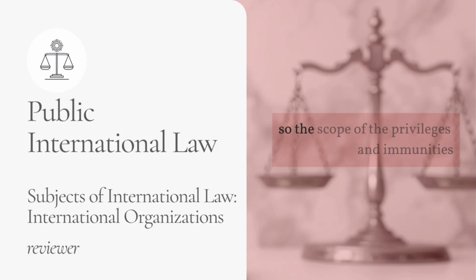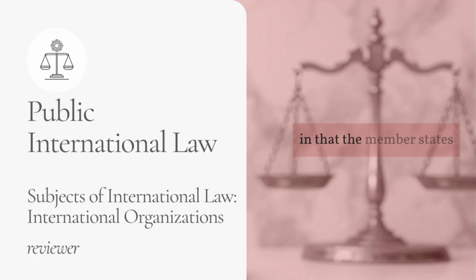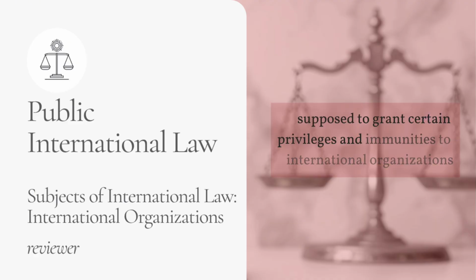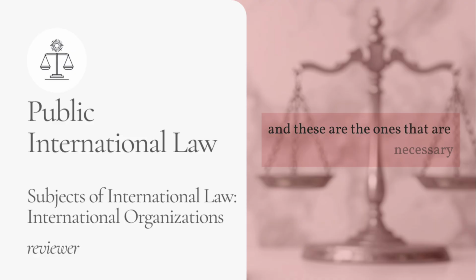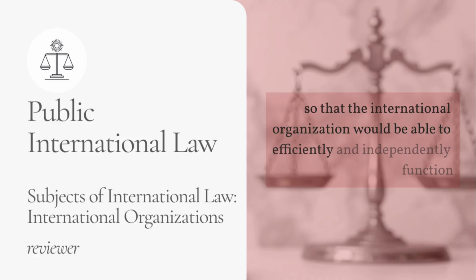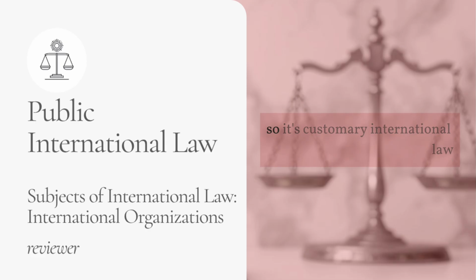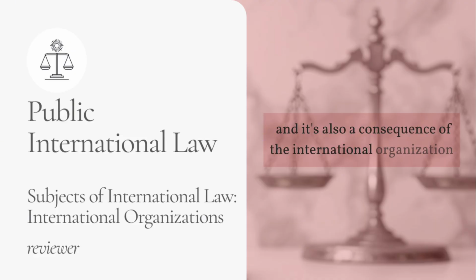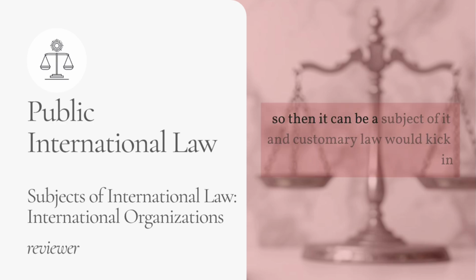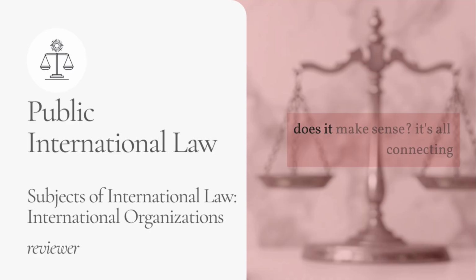Okay, privileges and immunities. So the scope of the privileges and immunities granted to international organizations. Remember, we mentioned this a little bit earlier, in that the host state is supposed to grant certain privileges and immunities to international organizations, and these are the ones that are necessary so that the international organization would be able to efficiently and independently function. And this obligation upon the state is through custom. So it's customary international law, and it's also a consequence of the international organization properly being organized under international law, so then it can be a subject of it, and customary law would kick in. Boom, they have these rights and privileges. Does it make sense? It's all connecting. It's a circle.